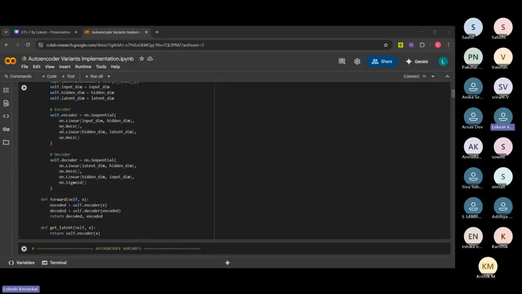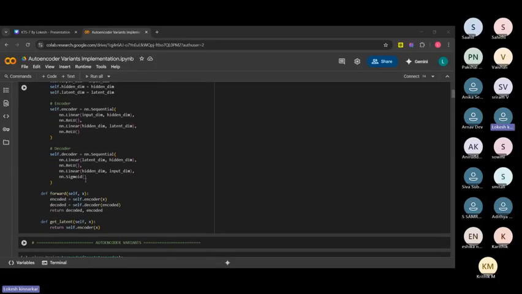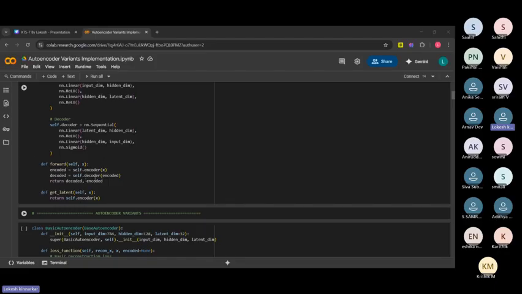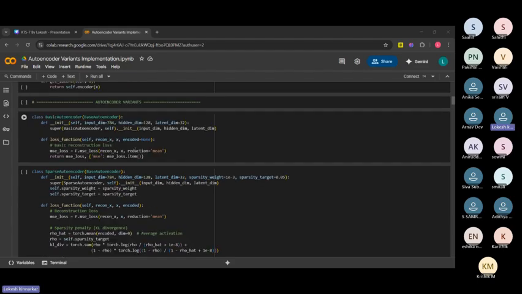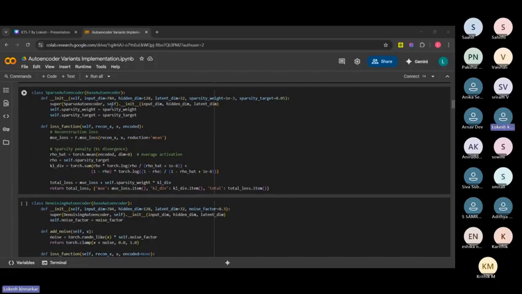So this is the encoder implementation. This is the decoder, and in this we are just passing our input to the encoder and decoder. And these are the variants of autoencoder. This is the basic autoencoder, which just computes the reconstruction loss. This is the sparse autoencoder where I have added the KL divergence penalty term here.